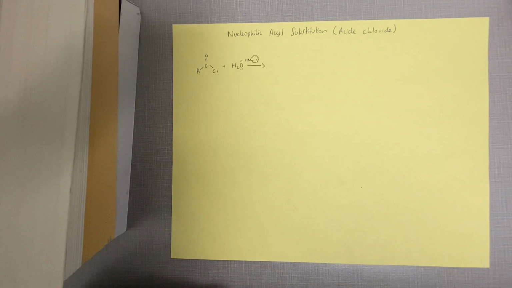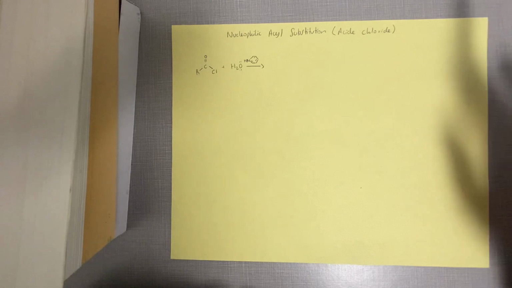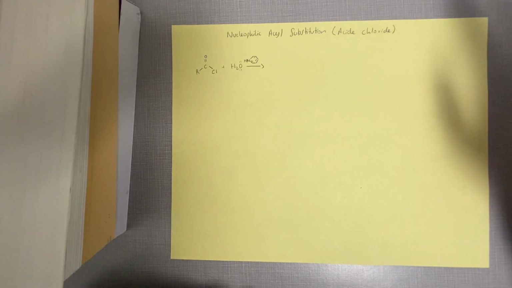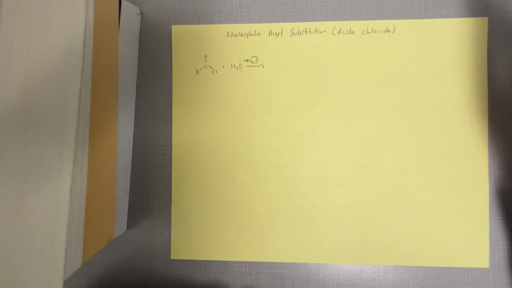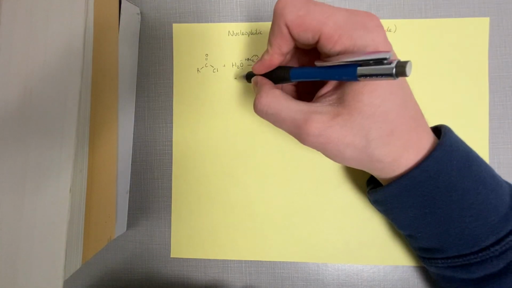In this video we're going to talk about nucleophilic acyl substitution, and we're going to focus on acid chloride substitution. So first thing with nucleophilic acyl substitution, it's important to first locate your nucleophile and your electrophile, and then it's important to also locate your leaving group. So let's start with the nucleophile.